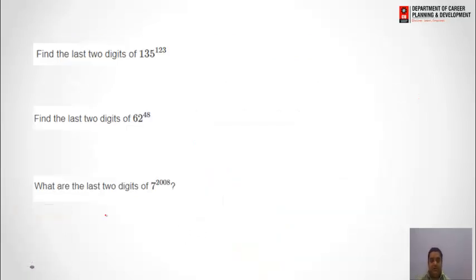Now finally, we need to practice a few questions, like 135 power 123. Here we just need to understand that 5 is preceded by 13, which is an odd number, and 123 is also an odd number. Whenever both are odd, the last two digits are 75, that is the answer for this question. Whereas the next one we have is 62 power 48.